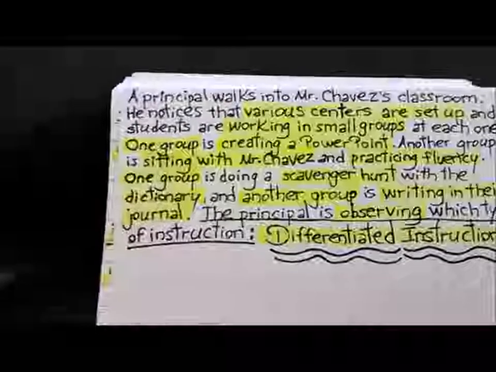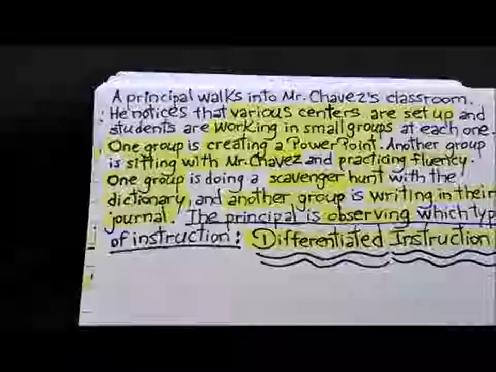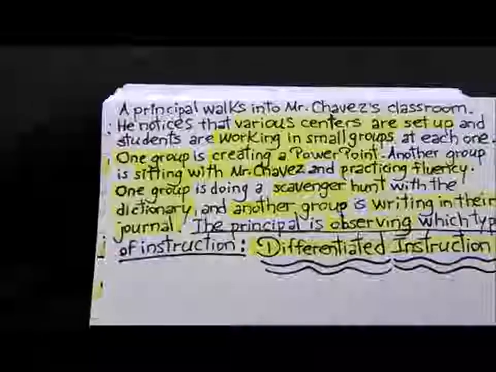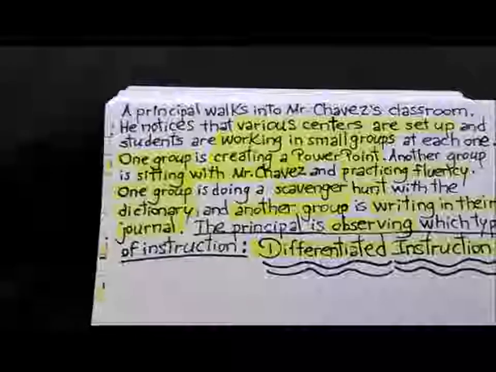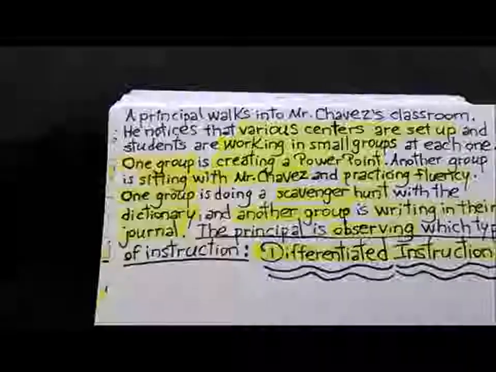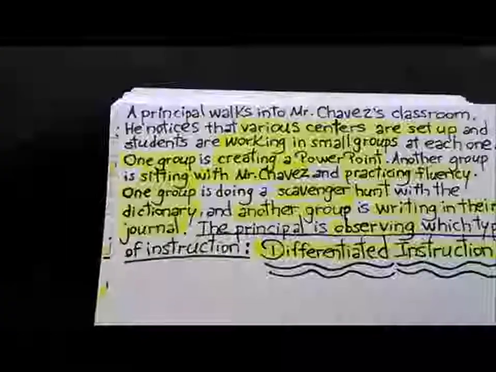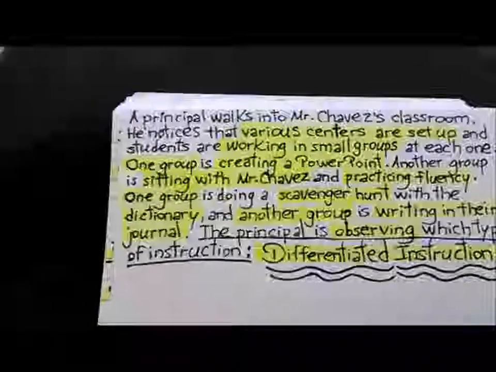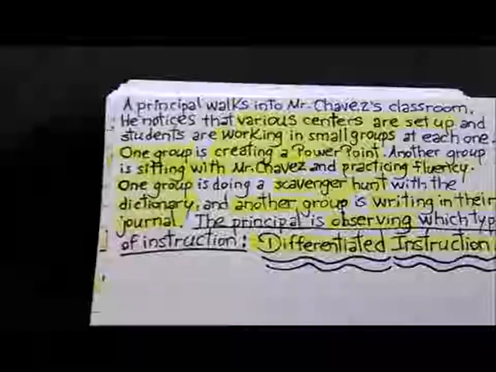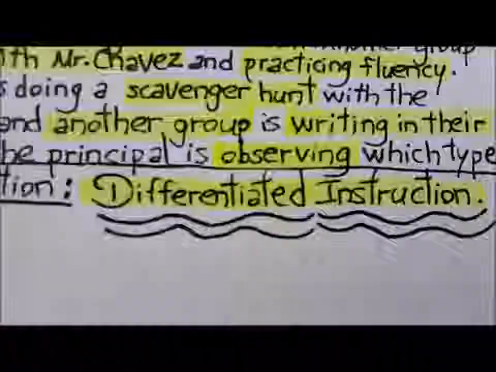A principal walks into Mr. Chavez's classroom. He notices that various centers are set up and students are working in small groups at each one, of course. One group is creating a PowerPoint. Another group is sitting with Mr. Chavez and practicing fluency. One group is doing a scavenger hunt with the dictionary, of course. And another group is writing in their journal. The principal is observing which type of instruction? Of course, differentiated instruction. Okay?